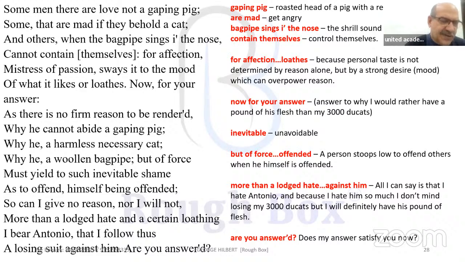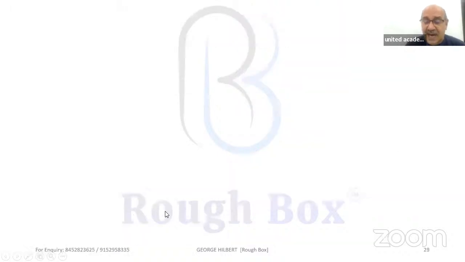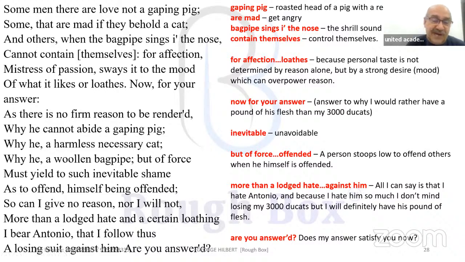People don't know why they can't tolerate a pig, why they can't tolerate a cat, why they can't tolerate a bagpipe. And by being offended, they are offending others around. So, in much the same way, I give no reason. I can give you no reason why I want this pound of flesh. No, I will not. Neither will I make an attempt to give you any reason as to why I want this pound of flesh, because the court doesn't require me to give you any reason.